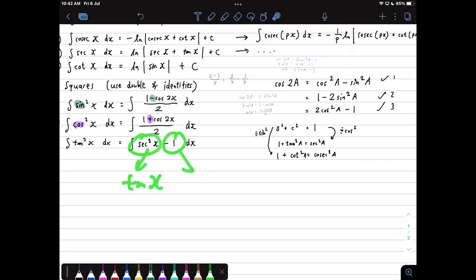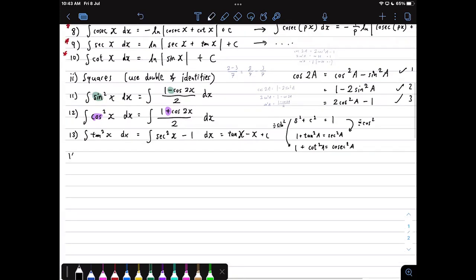Integrate minus 1, you get minus x. Okay, tangent x minus x plus c. Okay, moving on. That was number 13. Number 14. All these I never put asterisk, no asterisk means what? Must memorize.